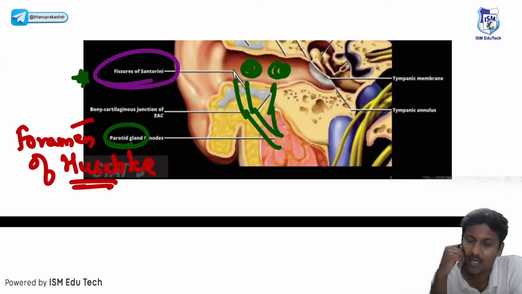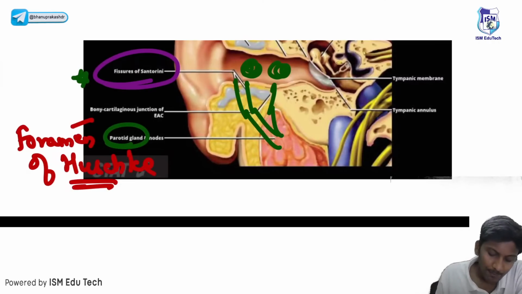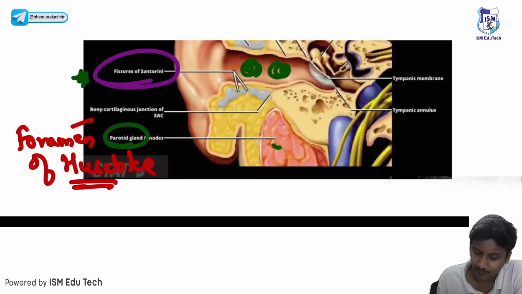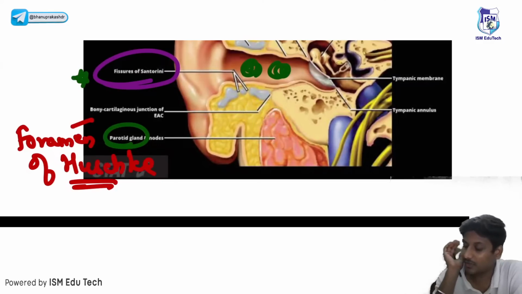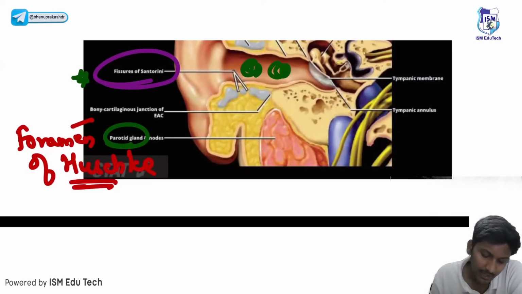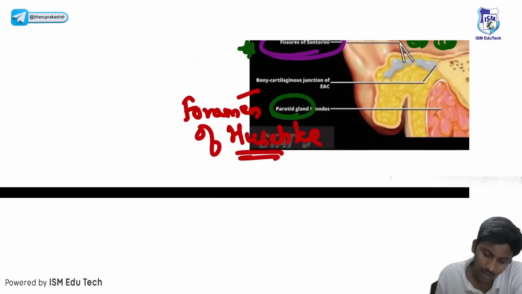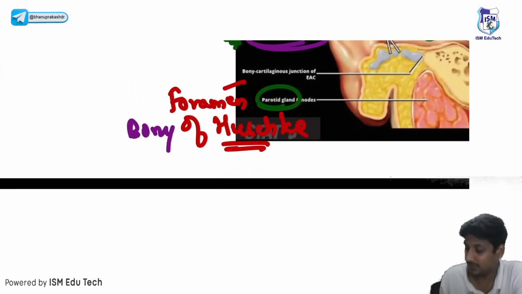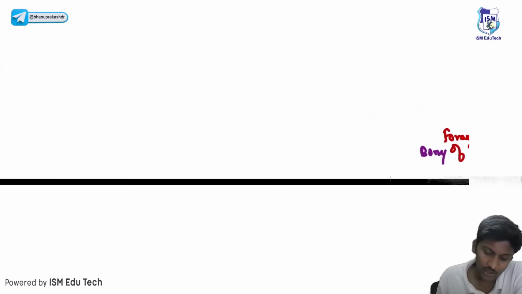Okay. So if they give you a parotitis case after an ear infection, then you need to think, okay, the infection might have spread from these two natural defects in the external auditory canal, known as the fissures of Santorini in the cartilaginous part and the foramen of Huschke in the bony part of the EAC. Okay, that is important to be remembered.